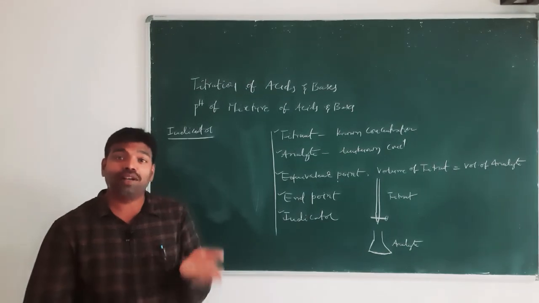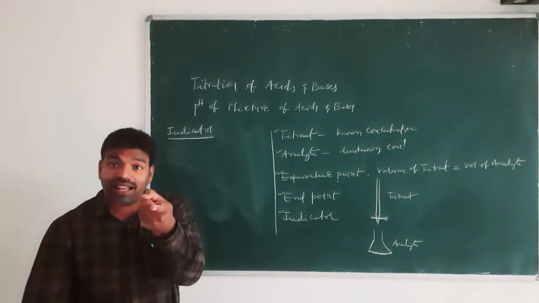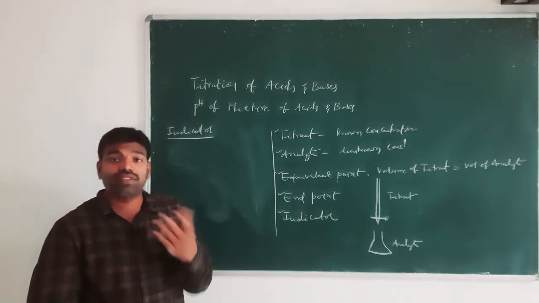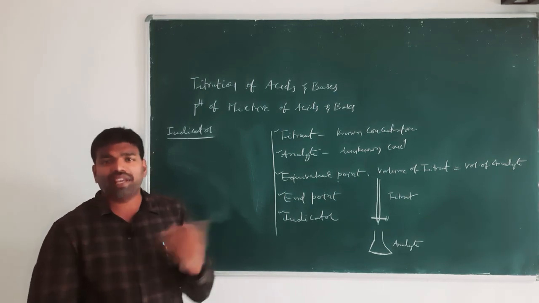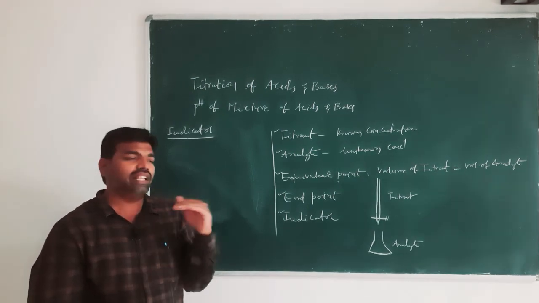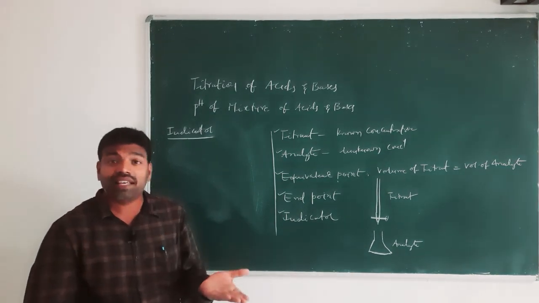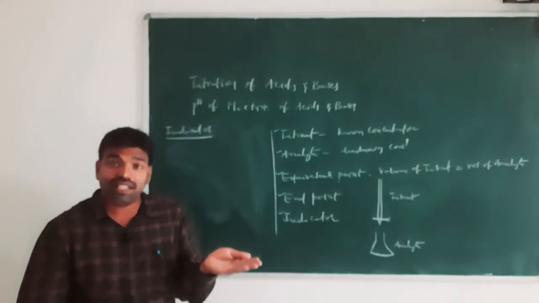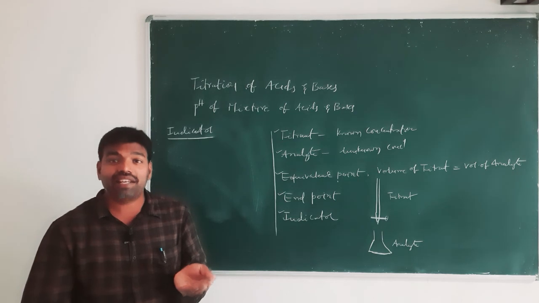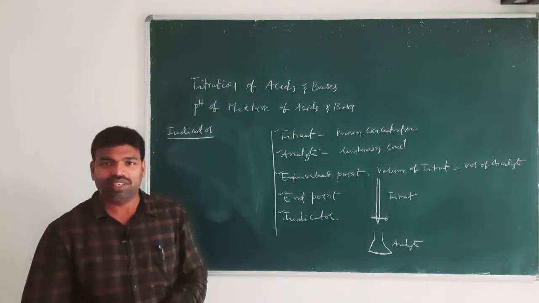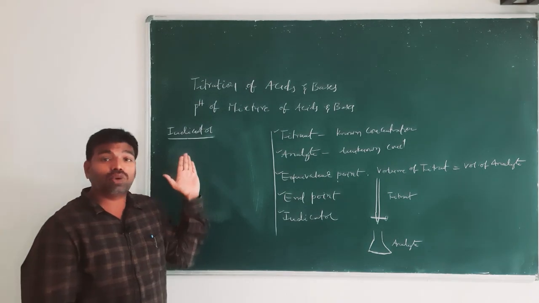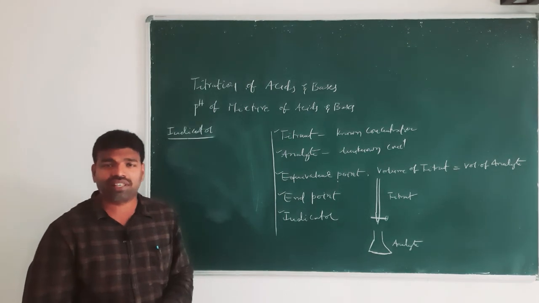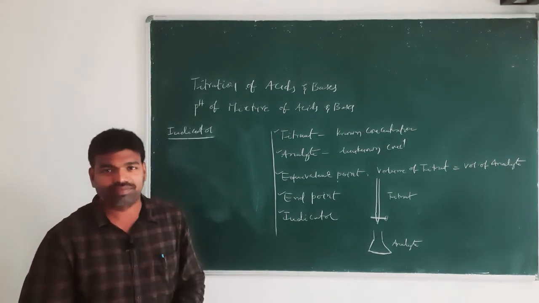So, the indicator undergoes color change, and that color change tells whether the titration is over or not. If the color change takes place, that means the titration is completed, right. The indicator undergoes color change, and that gives the information that the titration is over.